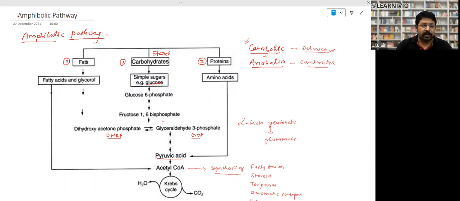If this is fat, fat will break down into fatty acid and glycerol. Fatty acid will directly convert into acetyl coenzyme A and will go into this cycle. Now, if this is glycerol, glycerol will convert into dihydroxyacetone phosphate. DHAP will convert into G3P. G3P will convert into pyruvic acid, and pyruvic acid into acetyl coenzyme A, and then it will burn. So this pathway is called the amphibolic pathway. Clear?